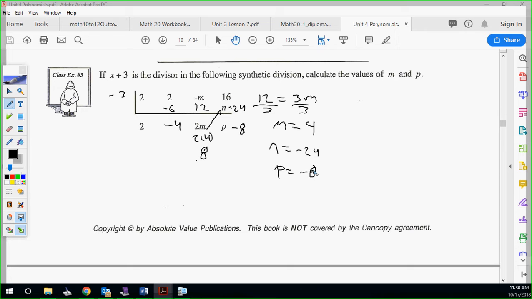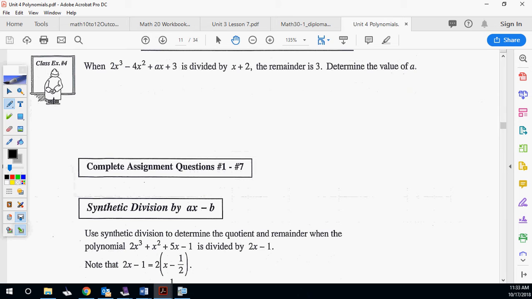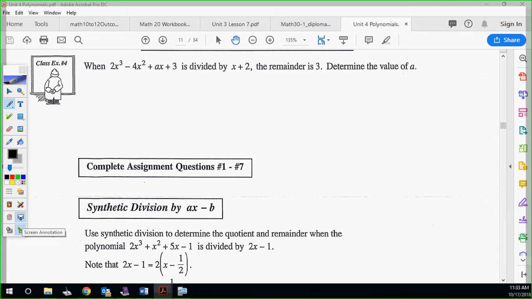Okay, all right, I got one more page, guys, and we'll call it a day. 2 examples. All right, when 2x cubed minus 4x squared plus ax plus 3 is divided by x plus 2, the remainder is 3. Determine the value of a. Okay, so x plus 2 means I'm dividing by negative 2. So then I go 2, negative 4, a, and 3. We know we're going to get a remainder of 3. Okay, so let's work through this and see what happens.